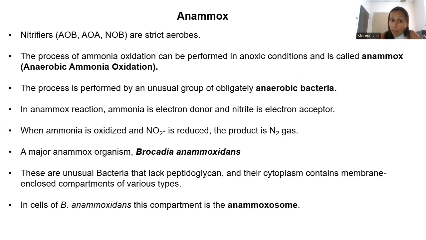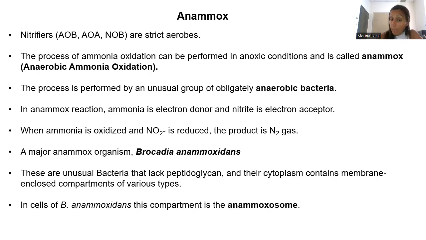These organisms called anammox are quite different. Unlike nitrifiers, which are strict aerobes, anammox are anaerobic organisms. They use ammonium as an electron source, but they reduce nitrite as a terminal electron acceptor. That's why they are anaerobic. Anammox stands for anaerobic ammonia oxidation, and they are a very unusual group of organisms. In this case, ammonia is the donor and nitrite the acceptor. The product is nitrogen gas, N2, but there are also other products that are very toxic. That's why they are kept in specific structures in the cell.